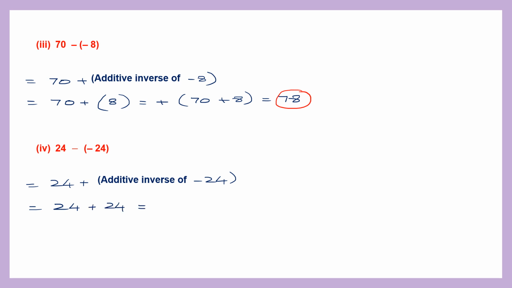So now we follow rules of addition. Signs are the same. So we have the same sign and we add 24 plus 24, which is positive. The sign is positive. We don't have to write it again. 24 plus 24 is 48. So this is our answer. Plus 48 or simply 48. Here also plus 78 or just 78.